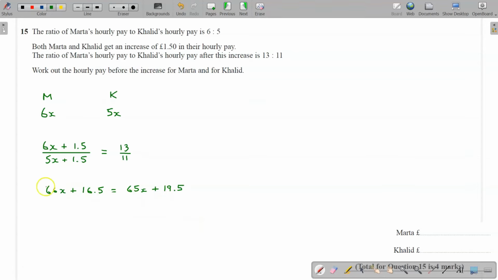And so we solve that equation. Well, if we take 65x from both sides, we have x plus 16.5 equals 19.5. Okay, and therefore x must be exactly 3. So x is £3. And because x is £3, we've got to now say what their original pay was. Well, 6x is 6 times 3, which is 18, and 5x is 5 times 3, which is 15. Okay, and that's it.